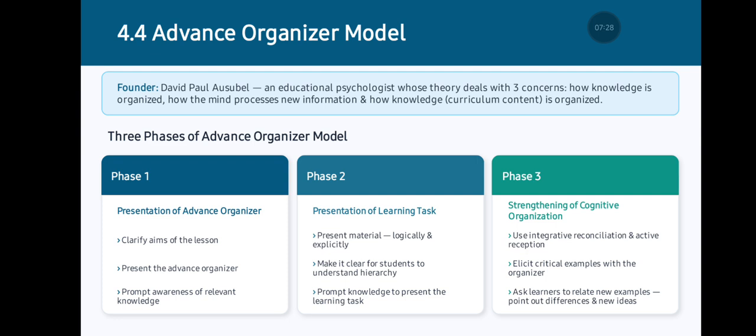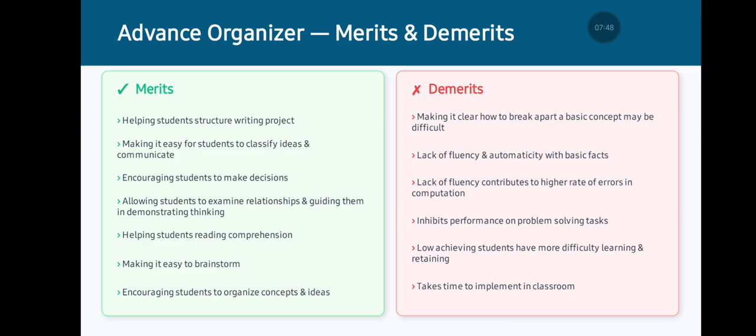Phase 3, use integrative reconciliation and active reception. Elicit critical examples with the organization or organizer. Ask learners to relate new examples, point out differences and new ideas.